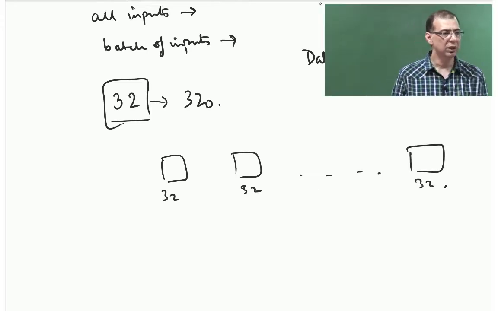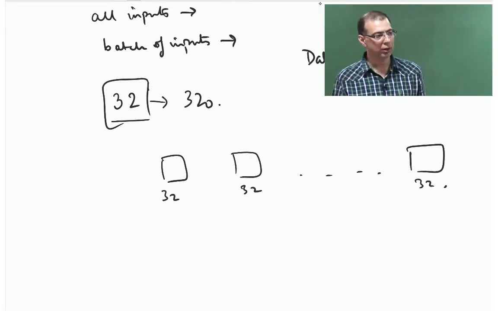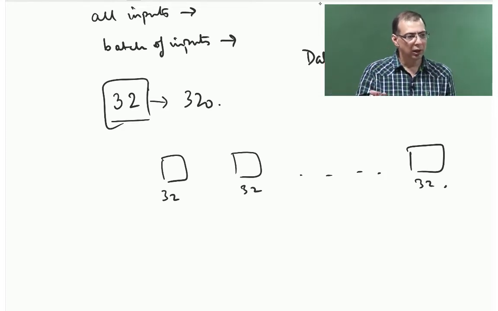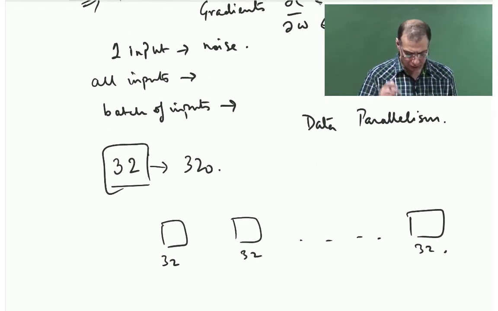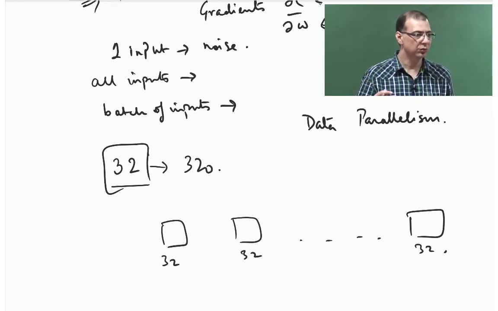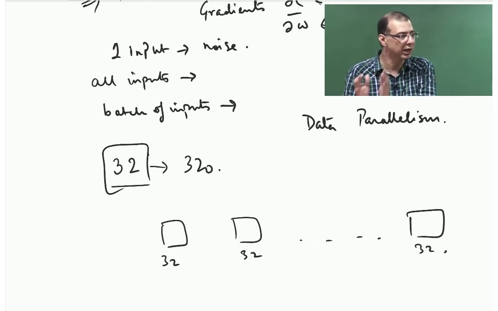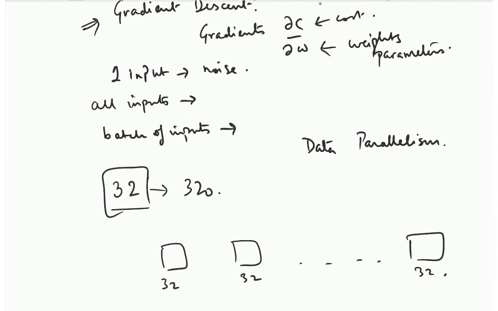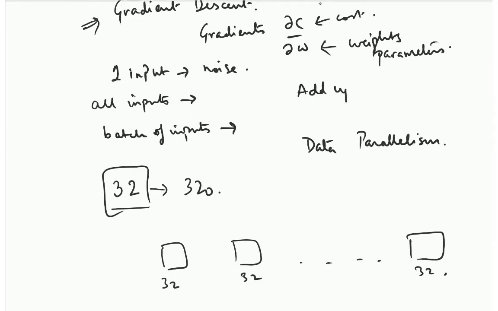So what does that mean? Each node is picking up 32 inputs, 32 images, processing them, computing the gradients, and then what do you have to do? So let's come back to batch gradient descent. How do you compute the gradient in batch gradient descent? Let's say you take an input of size 32, right? You compute the gradients for all the 32 images independently. So you have 32 sets of gradients. And then what you do is you basically simply add up the gradients.